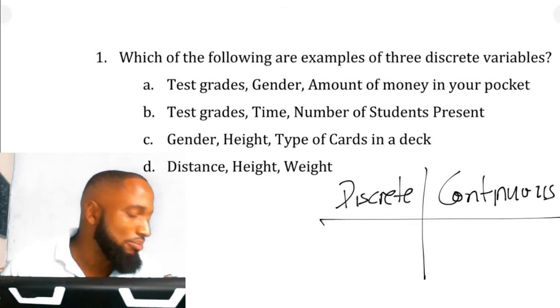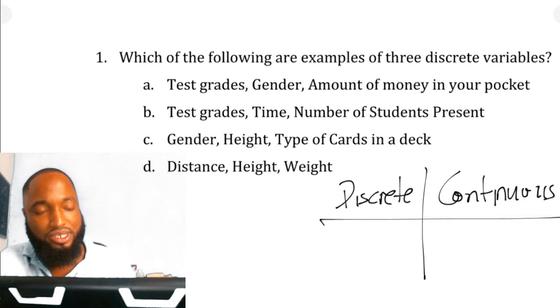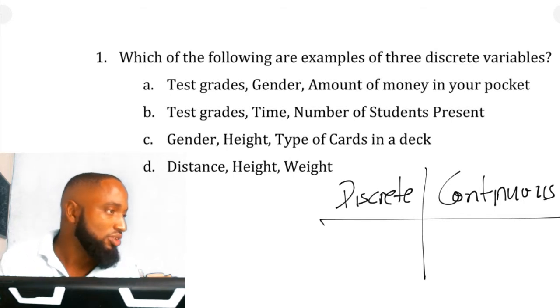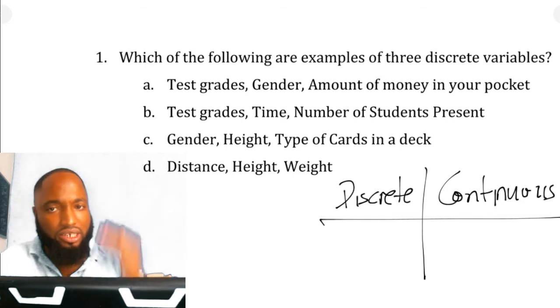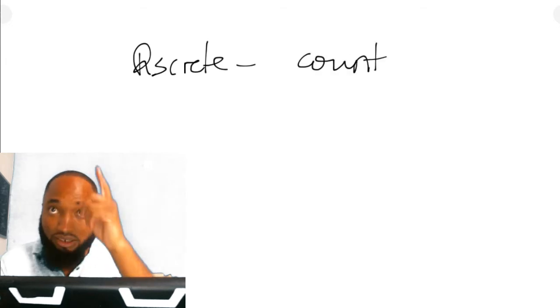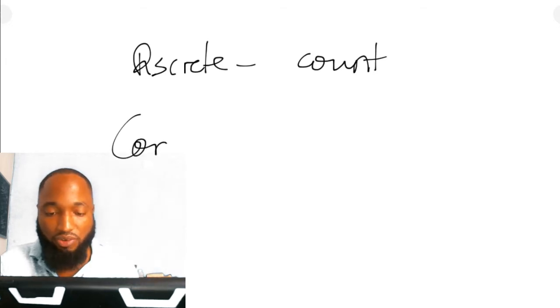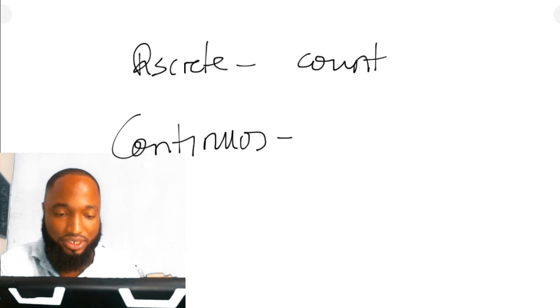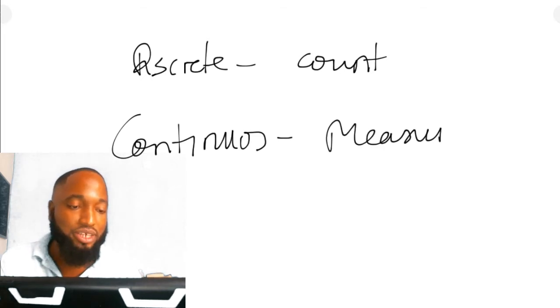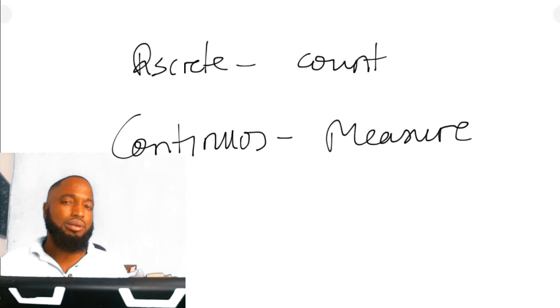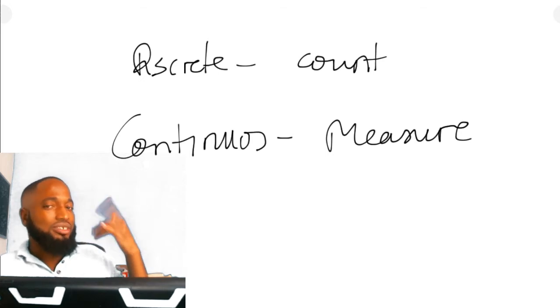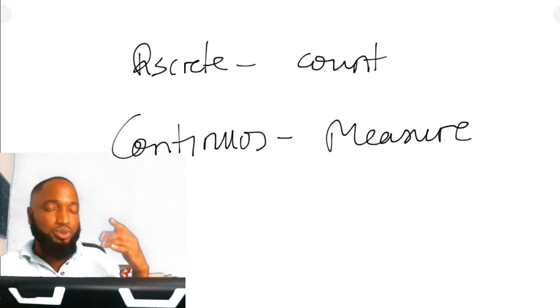Alright, people saying A, B. Like people don't know what discrete means. So the difference between a discrete variable and a continuous variable is like this. Discrete variables, to get them, you need to count. This one, that one, this one, and that one. Continuous variables, you can't really count them per se. The better thing is measuring them. So that's one way to distinguish between the two.